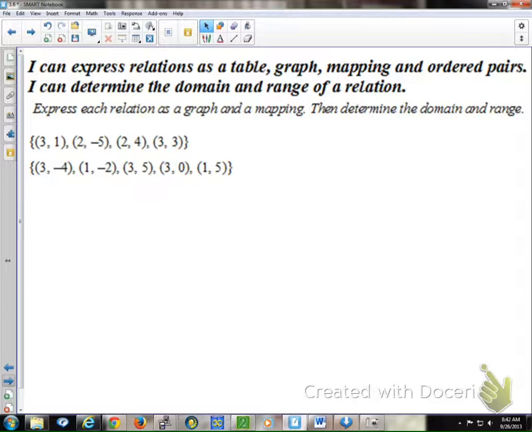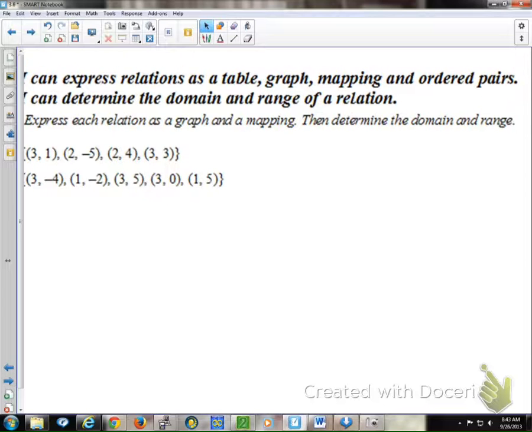I hate these I can statements. Express each relation as a graph and a mapping. Then determine the domain and range of your relation. Okay. Now the domain and range are actually the easiest part. Let's just do that first. The domain is just the x values written in numerical order. So that would be 2 and 3 for the first one. You don't have to write them more than once. Just 2 and 3.